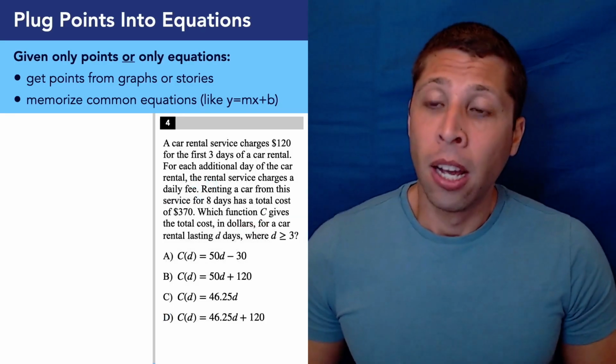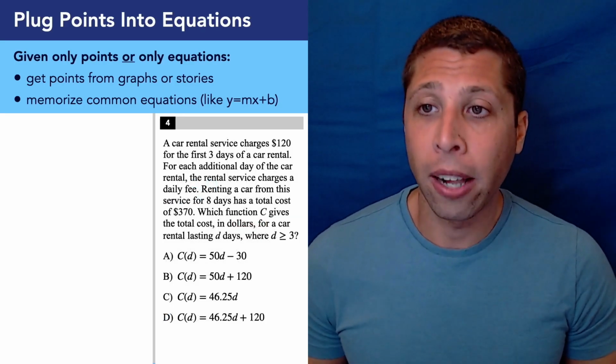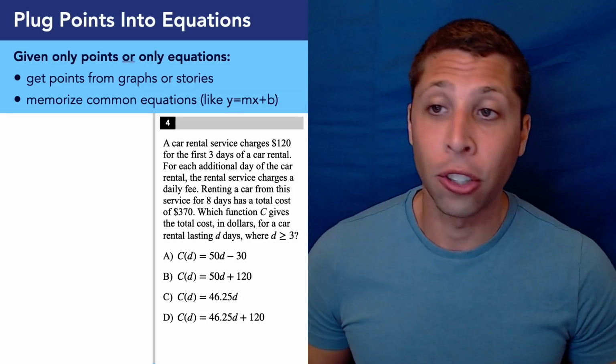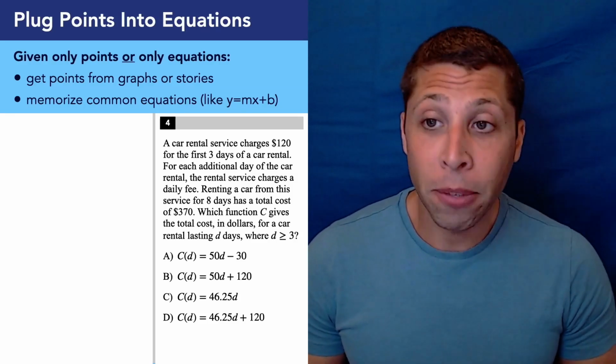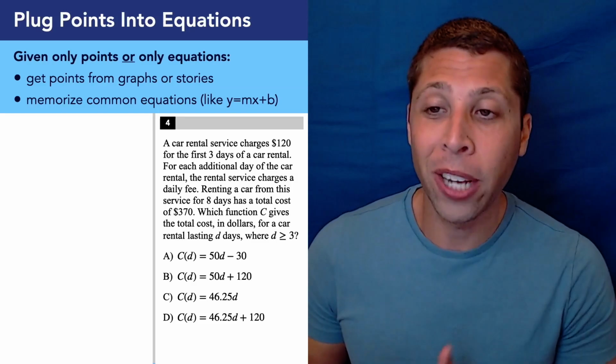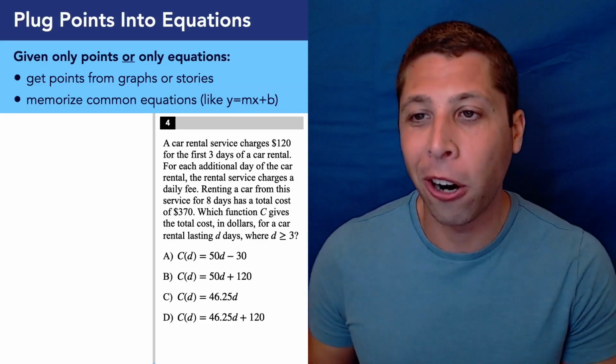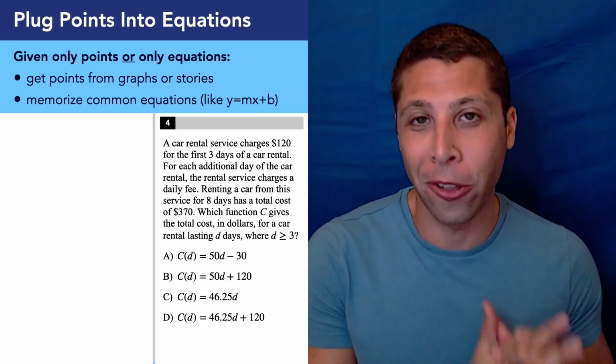Let me read it. A car rental service charges $120 for the first 3 days of a car rental. For each additional day of the car rental, the rental service charges a daily fee. Renting a car from this service for 8 days has a total cost of $370. Which function C gives the total cost in dollars for a car rental lasting D days where D is greater than or equal to 3?